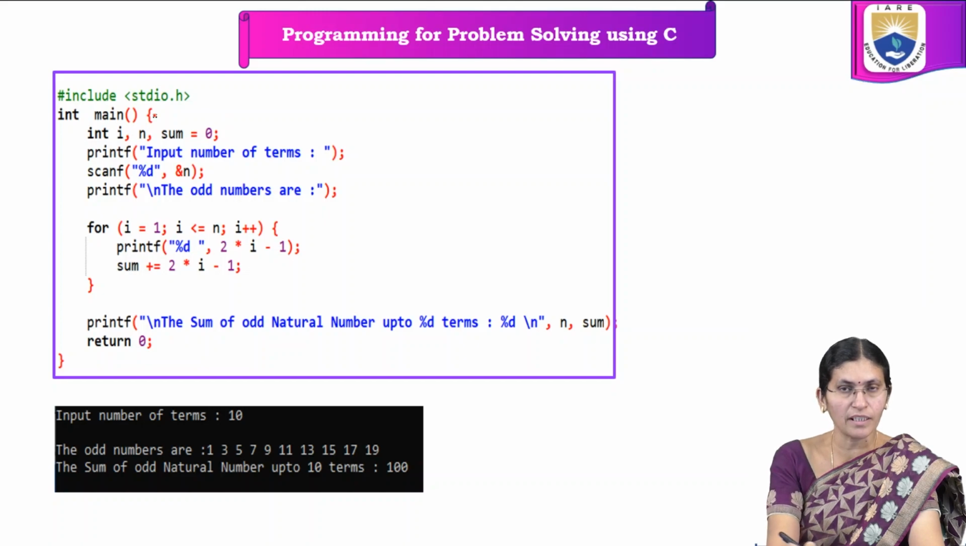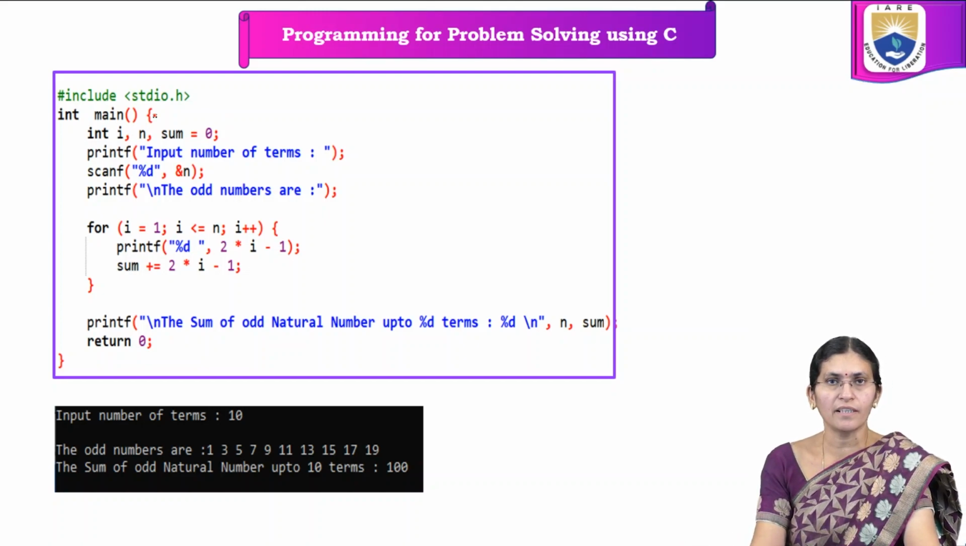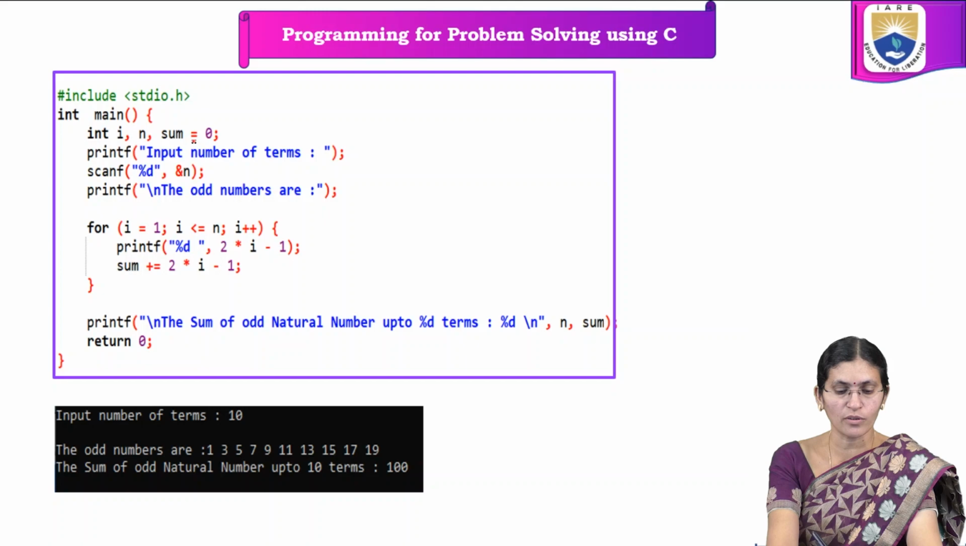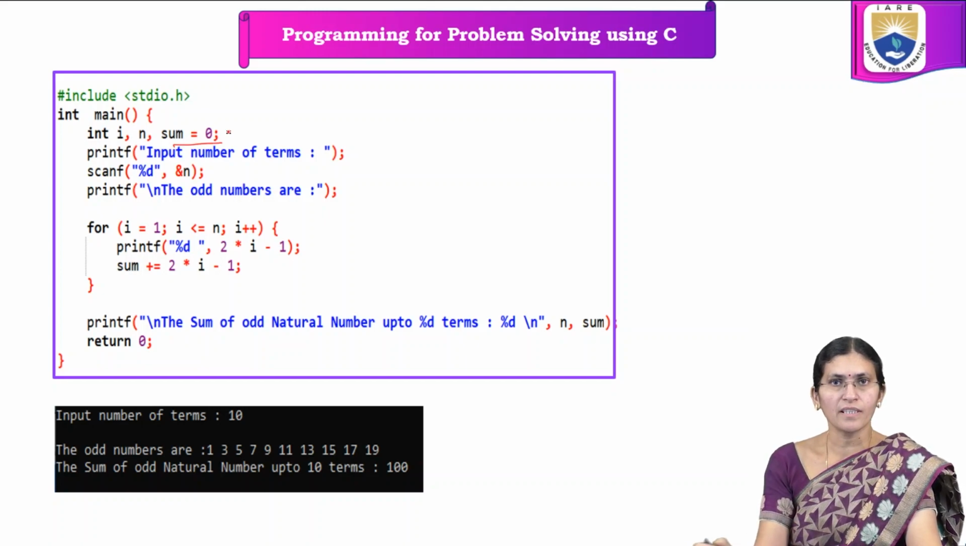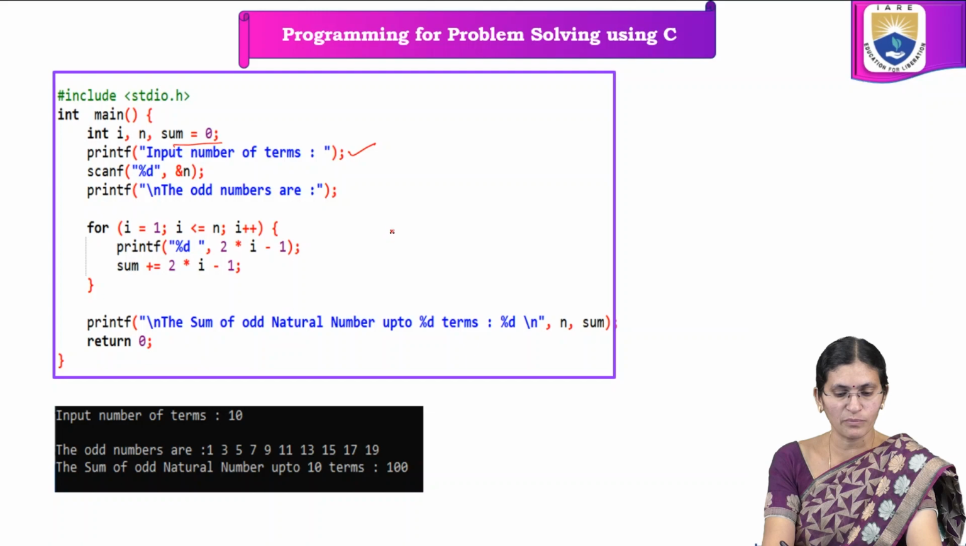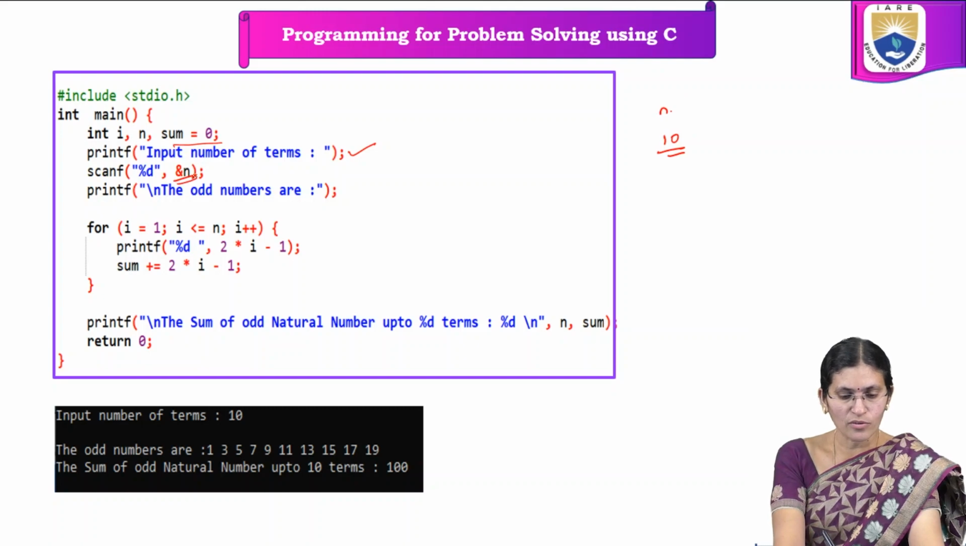We have declared 3 integer variables i, n and sum. We have assigned a value 0 to the variable sum. Next, it will prompt the user to input the number of terms. Based upon the number of terms entered, the output will be printed. Suppose we enter 10 here. That value is stored at the address specified by n.